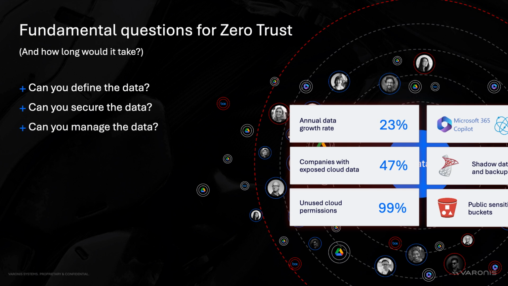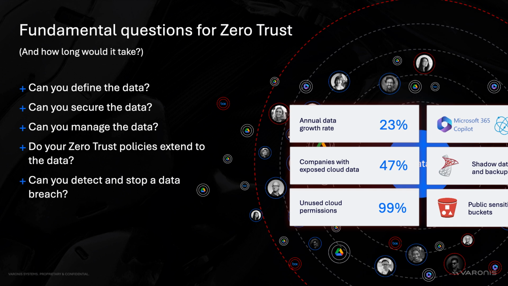Can we manage the information? Effective data governance, eliminating redundant, obsolete, or trivial information. Can we take those labels and extend our Zero Trust policies down to the data itself, going beyond just applications and identities, but actually sending those policies to the data to ensure they're protected? And ultimately, and most importantly, can we detect a data breach and stop the attack before that data leaves the network, before it leaves the perimeter?